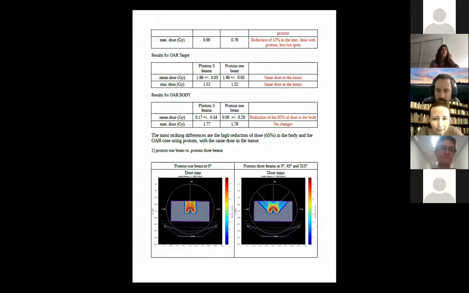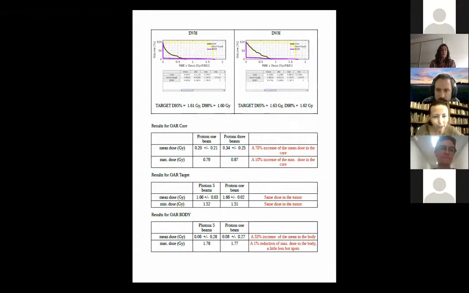After that, we compared two proton plans using one beam and three beams. It was not so clear to me whether I got good results. I got the same dose in the tumor, but the dose in the organs at risk increased. I think it is because the distribution of the beam angles is not the best. Well, maybe the intention was to see the difference using one and three beams, but it was not so clear for me.